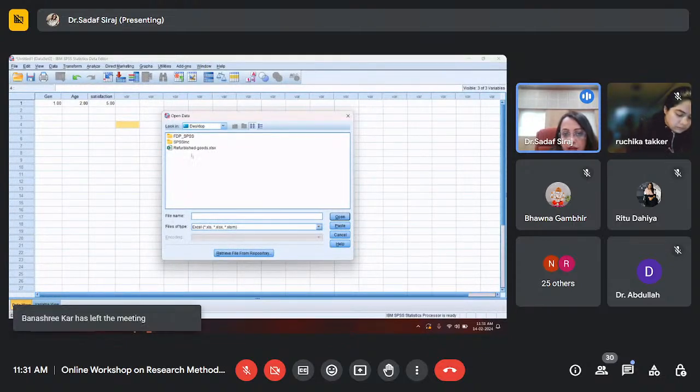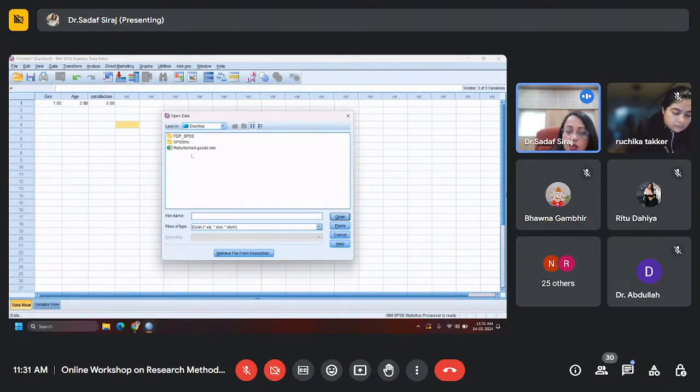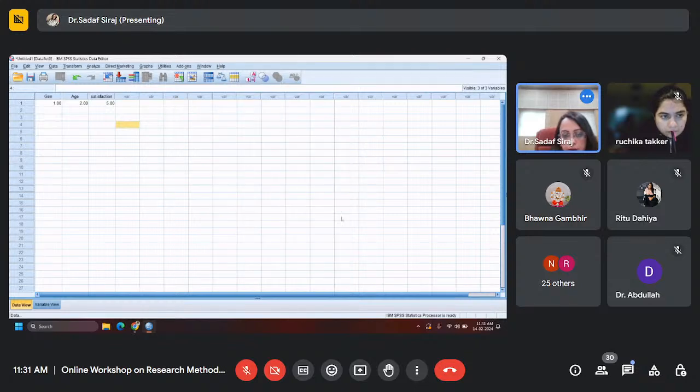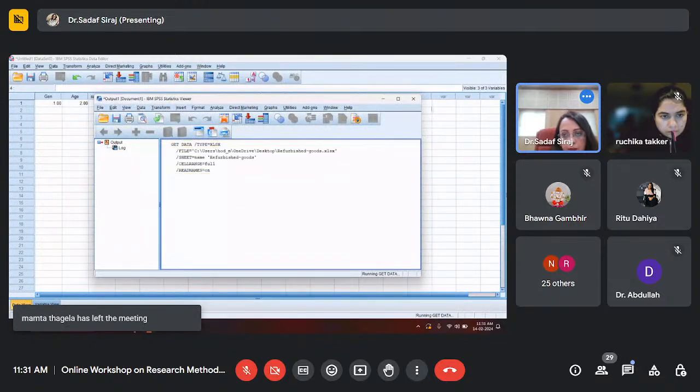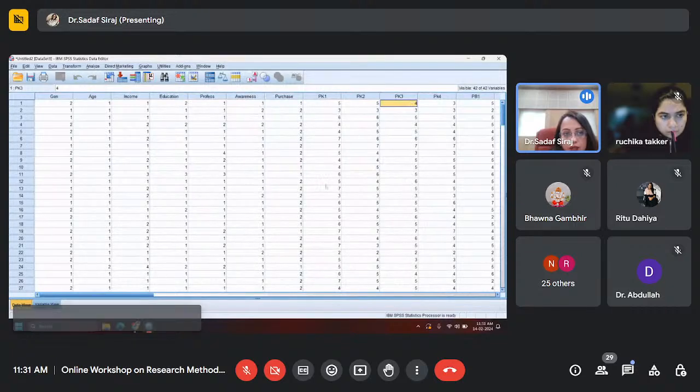You see one Excel file. I have got one Excel file. You must be having certain Excel files on your systems. You can use it. This is another Excel file that I was having. I'm just telling you how to import the data. So I click on this particular Excel file. Then I click on open. It'll ask to read variable names from the first row of data. You'll just click on OK. And when you click on OK, see, the Excel data was completely imported into your SPSS.